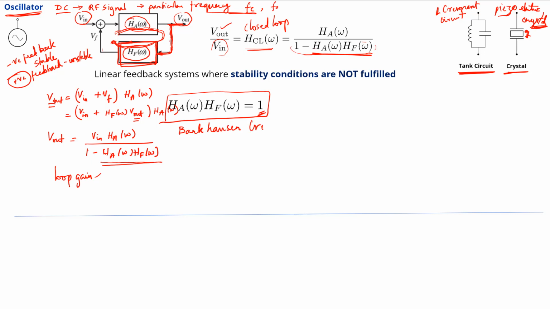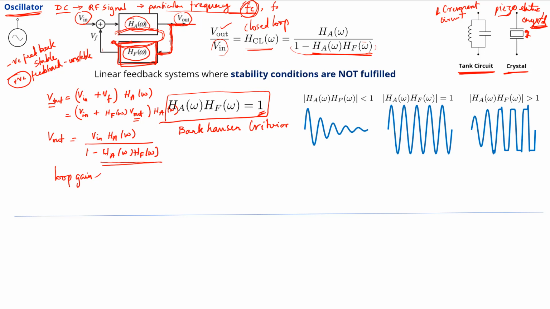As long as this criterion is met, the oscillator, which is made of this amplifier and this feedback circuit, is going to be able to output a stable frequency of, let's say, the carrier frequency.